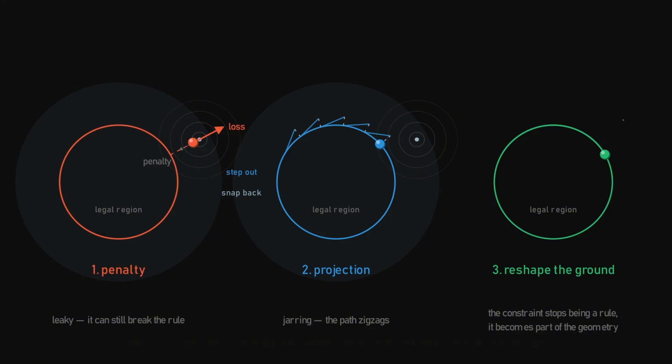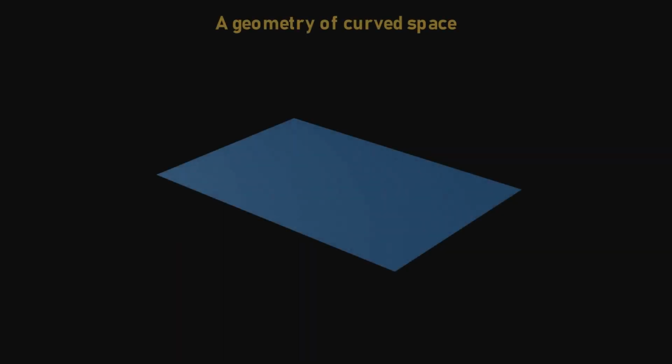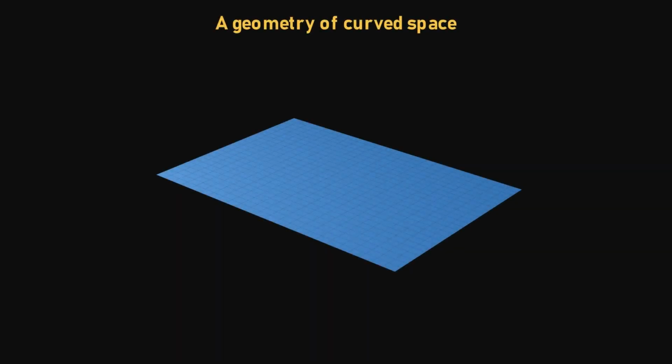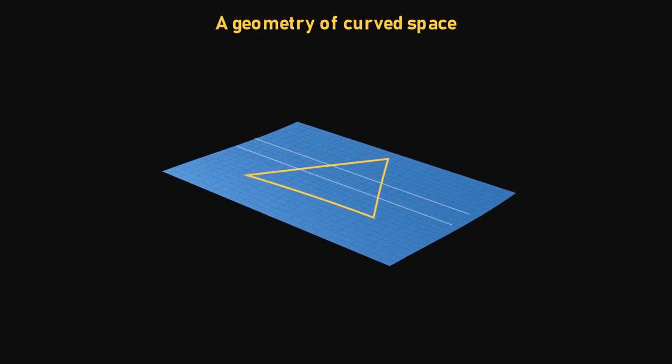The first 2 bolt the rule on afterward. The third bakes it into the world. That's the one DeepSeek uses, and to build it, we need to reshape the flat space into a curved space. But what does it mean to reshape the ground?